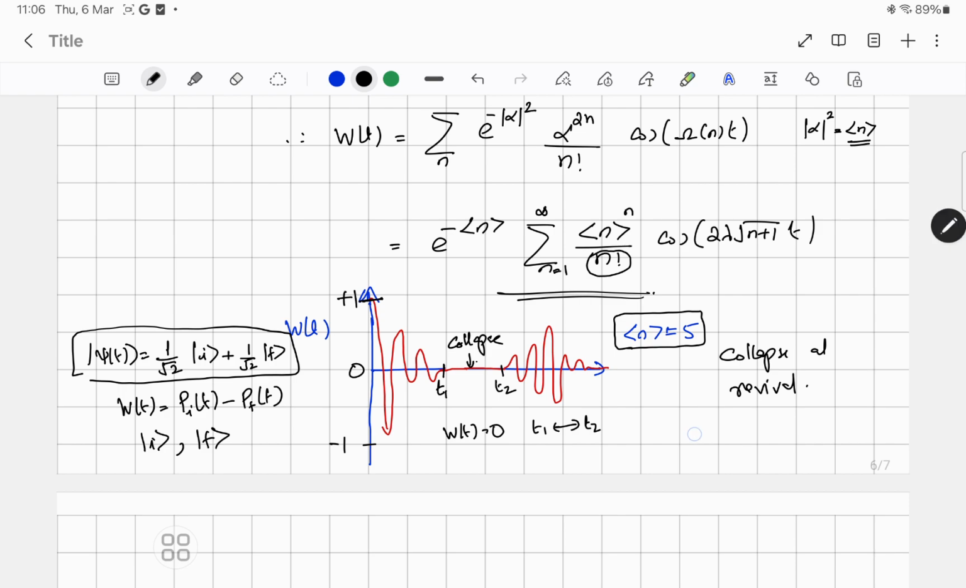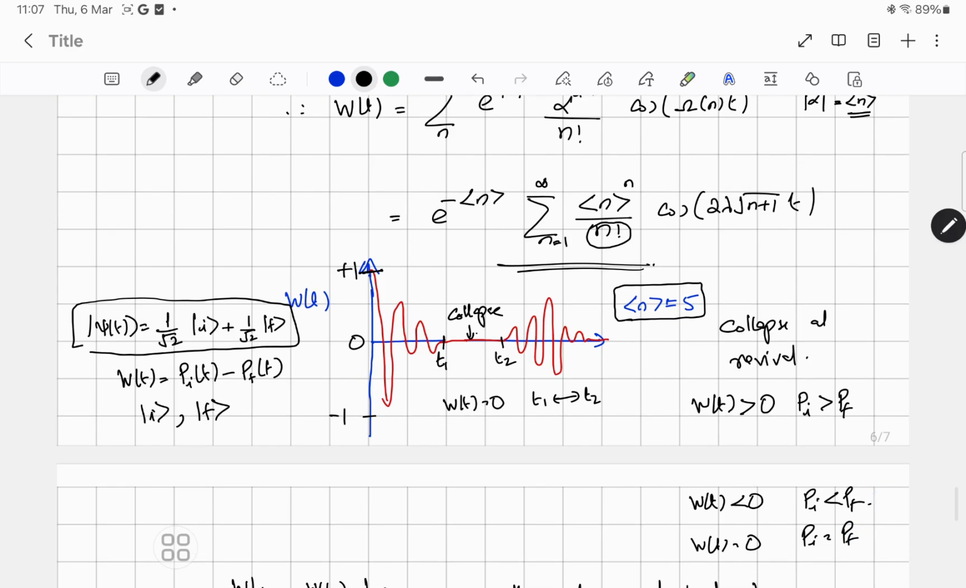Okay, so remember, if W of t is greater than 0, what does it mean? W of t greater than 0 means Pi must be greater than Pf, and W of t less than 0 means Pi is less than Pf. And W of t equal to 0 means Pi equal to Pf. So this horizontal line is W of t equal to 0, so that we have an exact superposition of ket I and ket F. The system is in the exact superposition.